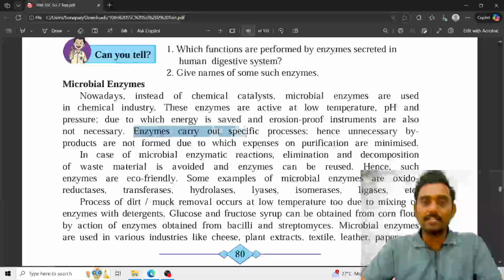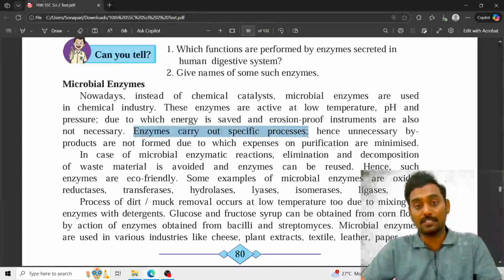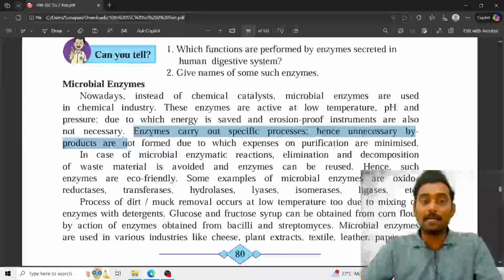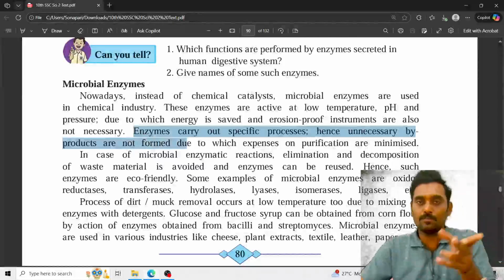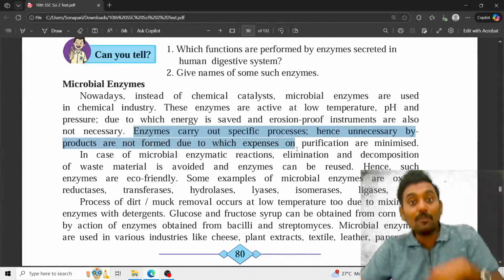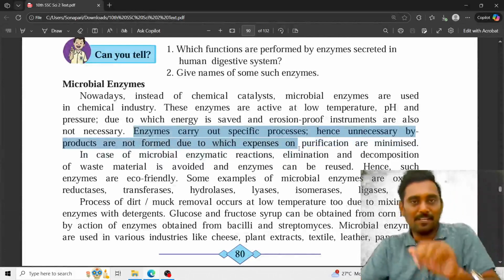so enzymes carry out specific processes. Enzymes are carried out with the help of specific processes, and hence unnecessary byproducts are not formed through the chemical reaction, due to which expenses on purification are minimized.